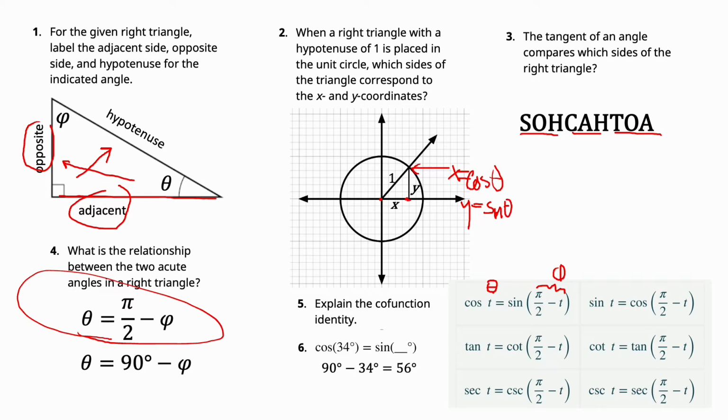So a simple question like this asks: what's the cosine of 34 degrees? Subtract it from 90, right? You get 56, so it's equal to the sine of 56 degrees, whatever that may be.